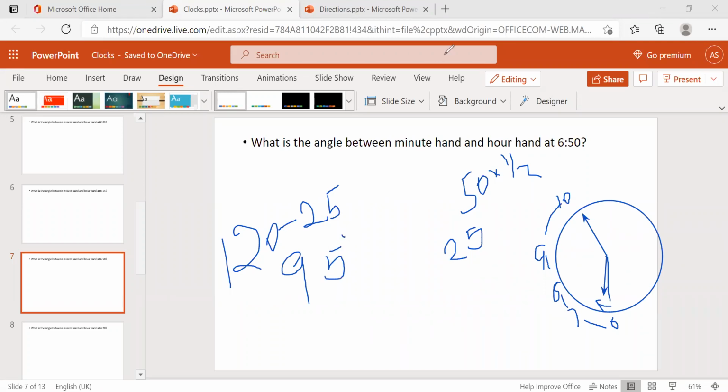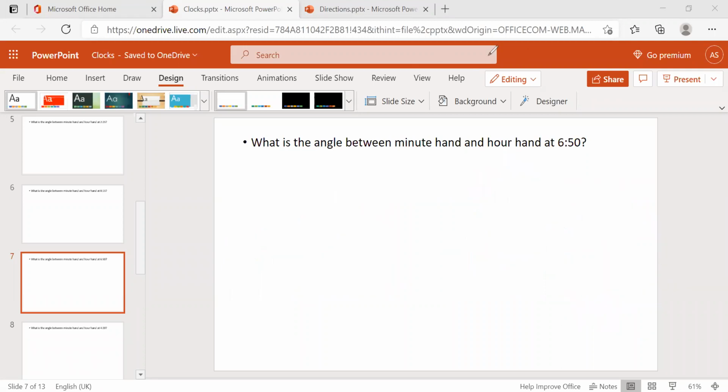Is it clear? Now the same thing, I gave the formula in the first class. In the clock class once, I gave the formula to you. What's that formula? 30H minus 11 by 2 into minutes. This is nothing but the angle theta, in degrees. Okay, now based on this formula you just solve the same thing.